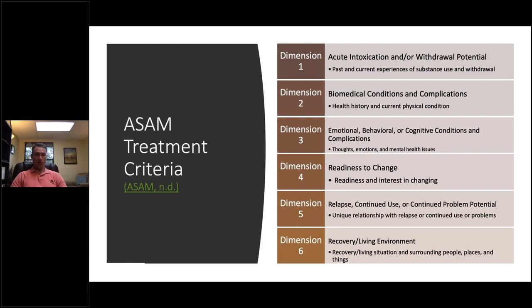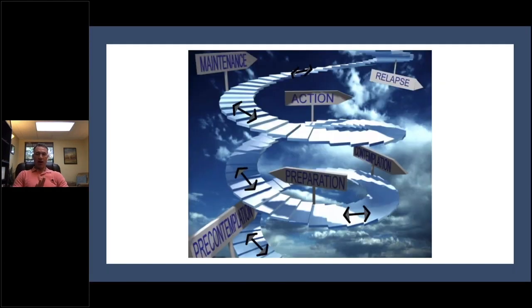Because there are going to be certain programs that won't be able to work with that. Dimension number 4 is their readiness to change. And here we draw on the Prochaska stages of change. Which stage of change are they in for, say, their alcohol use, for example?